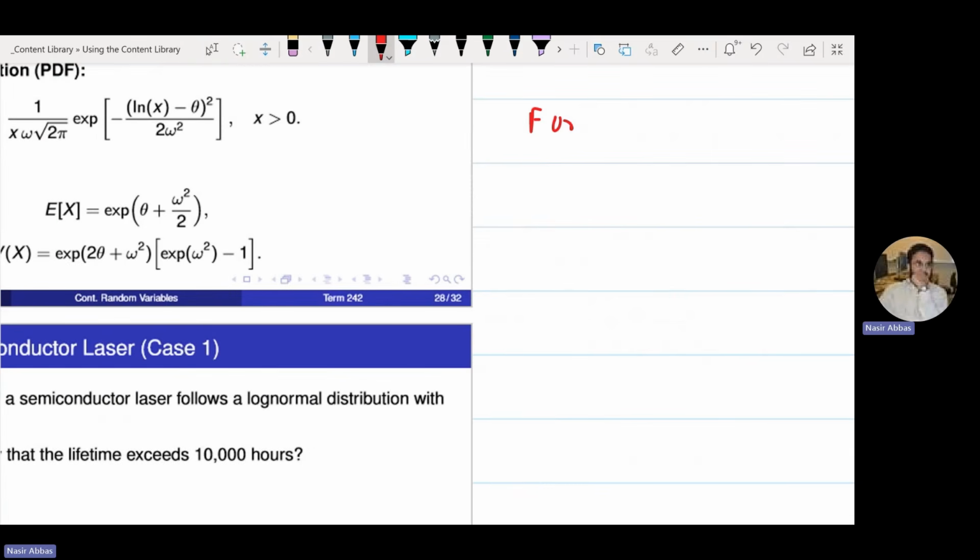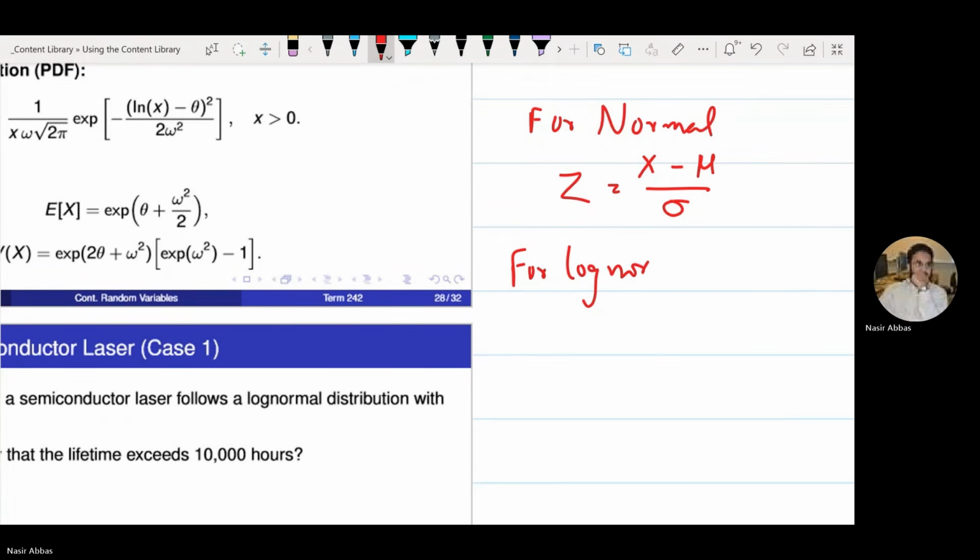For normal, z equals x minus mu divided by sigma. For log normal, Z equals log of X minus theta, divided by omega.